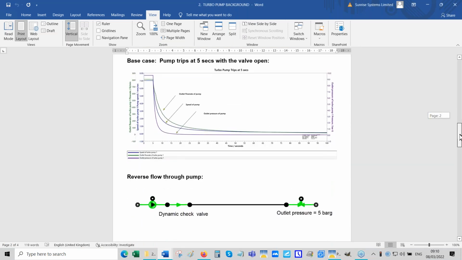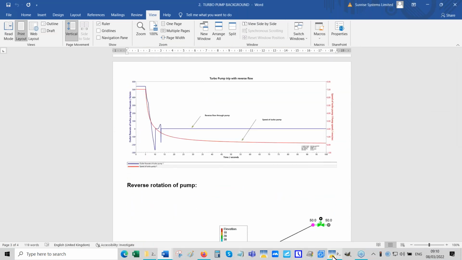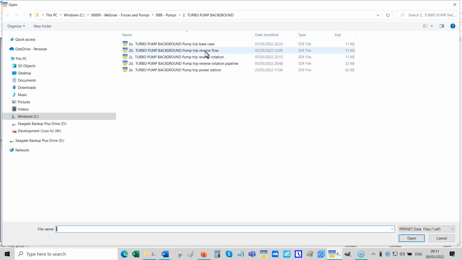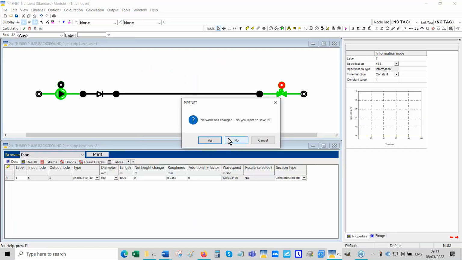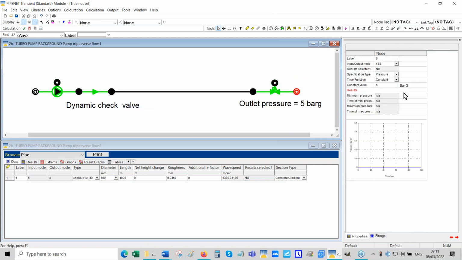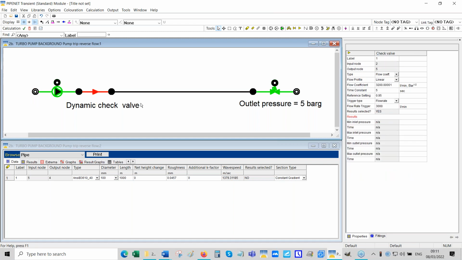See, there are other cases I can show you. This reverse flow. It's essentially the same network. I've made the pressure there 5 bar. In the previous case, we had 0 bar at the inlet and outlet. Now here is 5 bar and 0 bar here. And we're using a dynamic check valve. We need to do this.